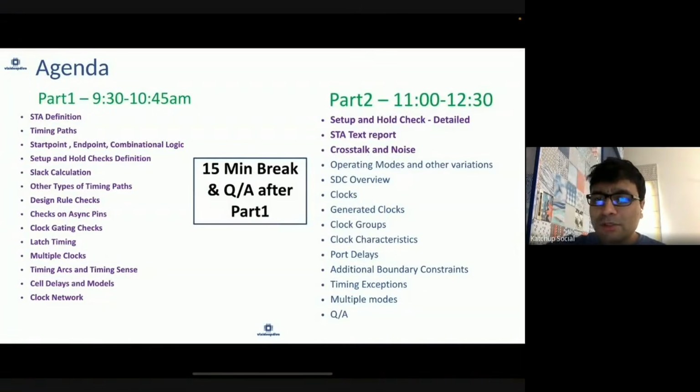Now let's go into slightly advanced topics of STA. Since this is a basic course webinar, we'll be covering these topics at a high level so that you have a conceptual understanding and are aware of these effects. First, let's talk about crosstalk and noise.